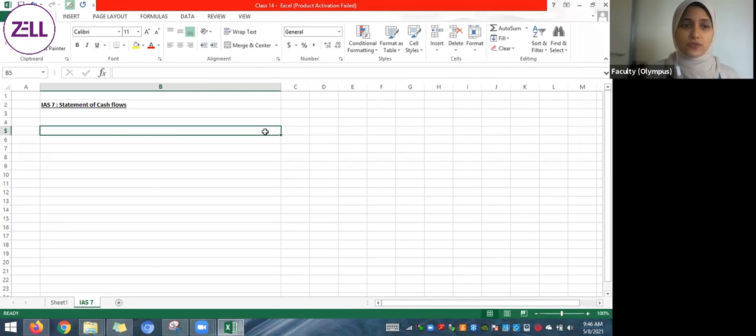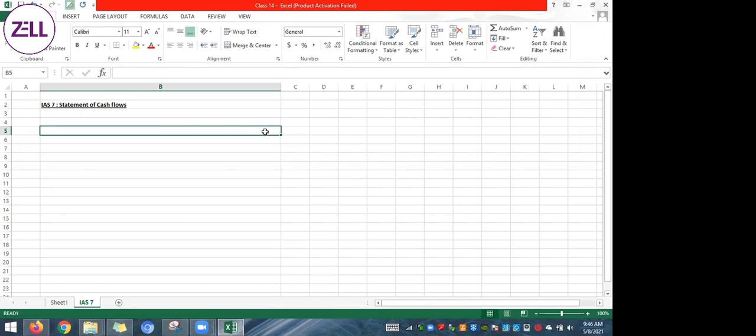Now cash flows as a standard itself is not very rules based. It's not very prescriptive, as in it doesn't tell you dot to dot that so and so event happened, take it to this place. It just gives you some generic rules. Using those principles, you do the segregation. What are the three major activities that you segregate cash flows into? Operating, investing, and financing.